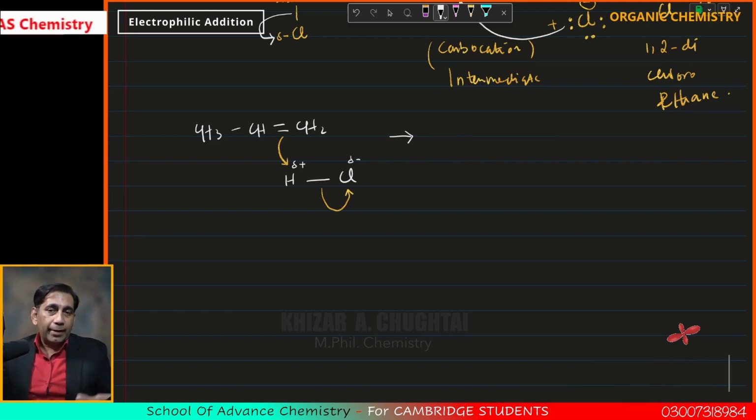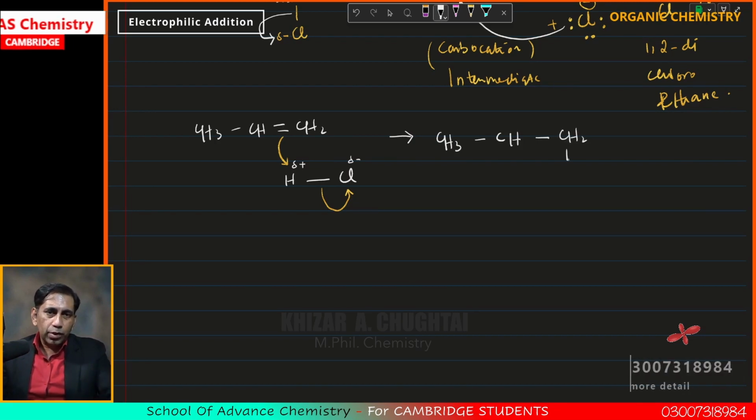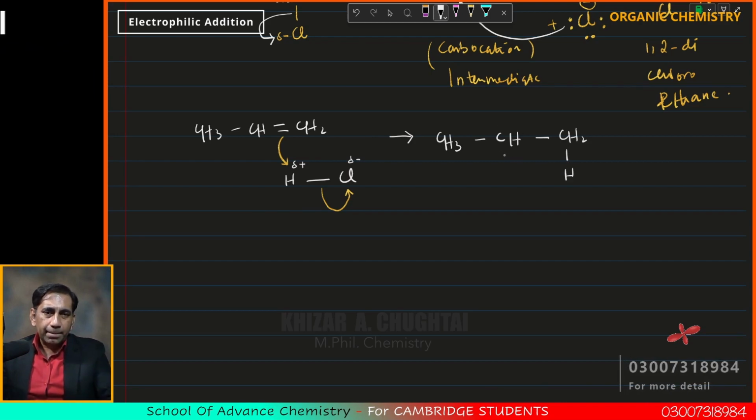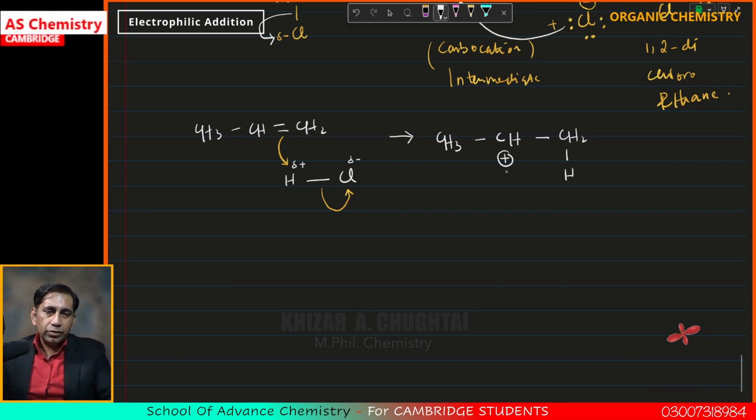Two types of carbocation intermediate may be formed. Number one, I am going to write it over here: CH3, CH, single bond, CH2 and H. One bond is broken, and this carbon is having a positive charge, full positive, not partial. This is the one possible option for the formation of the intermediate.